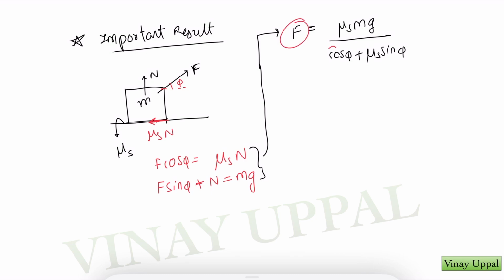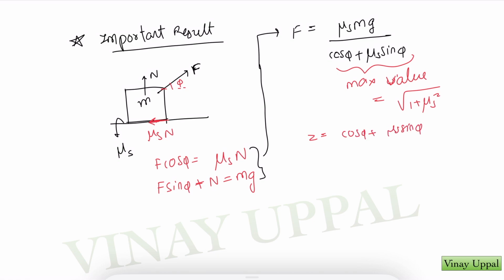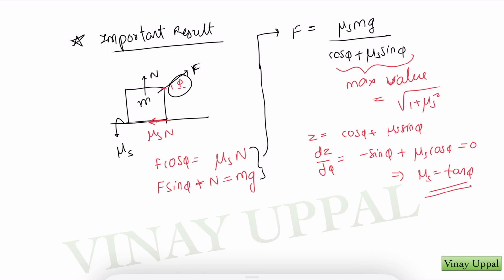So you can see that the minimum force will be when the denominator is maximum. The maximum value would be root of 1 plus mu squared. You can use calculus or you can use trigonometry. If I just write that as z is cos phi plus mu s sin phi, dz by d phi would be minus sin phi plus mu s cos phi should be 0, and therefore you will get mu s as tan phi. So the angle at which you need to pull the force is phi equal to tan inverse mu s, and the value of the minimum force would be mu s mg divided by root of 1 plus mu s squared.